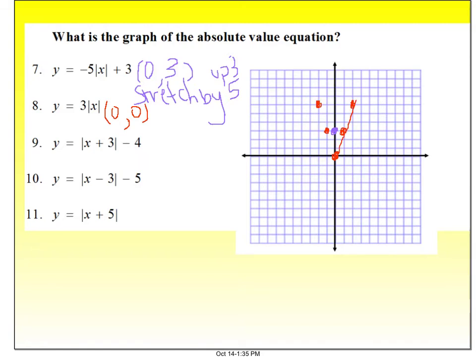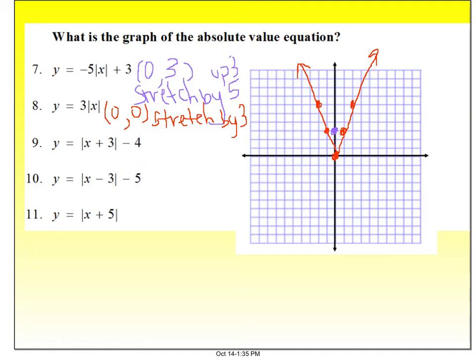And I connect my dots with nice long lines with arrows on the ends, and I have my graph. Ta-da. So if I think about it, did I move left or right? No. Did I move up or down? No. My vertex is still right there at the origin. I haven't gone anywhere. So the only thing that's happened is I have this slope of 3. So what that means is I stretched by 3.